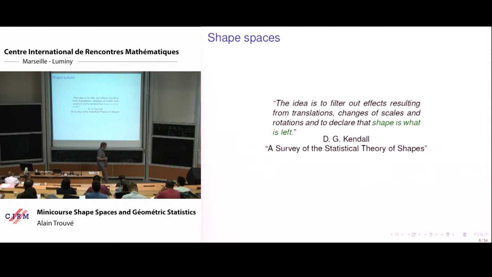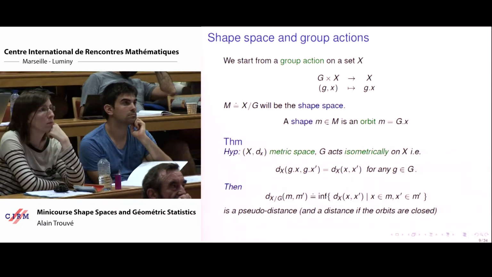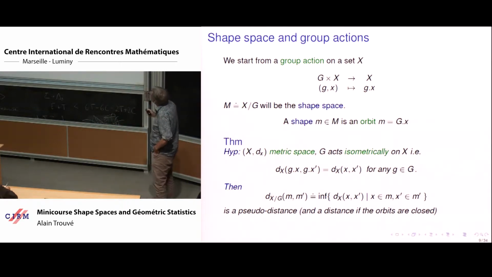So this is a quote from, a famous quote from David Kendall. Okay, so let's say we start with this idea. What we have, in fact, we could say, is a group action on a set X. If we think about the Kendall shape space, you could think about triangles. I will show you this example.